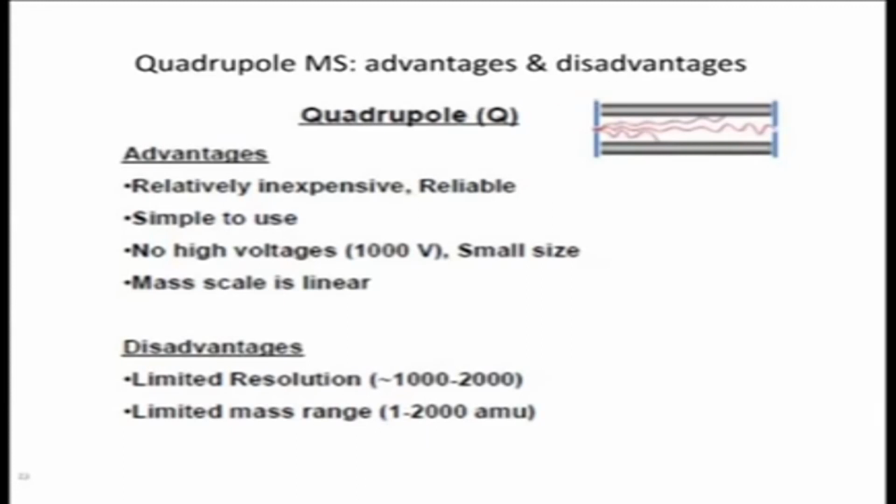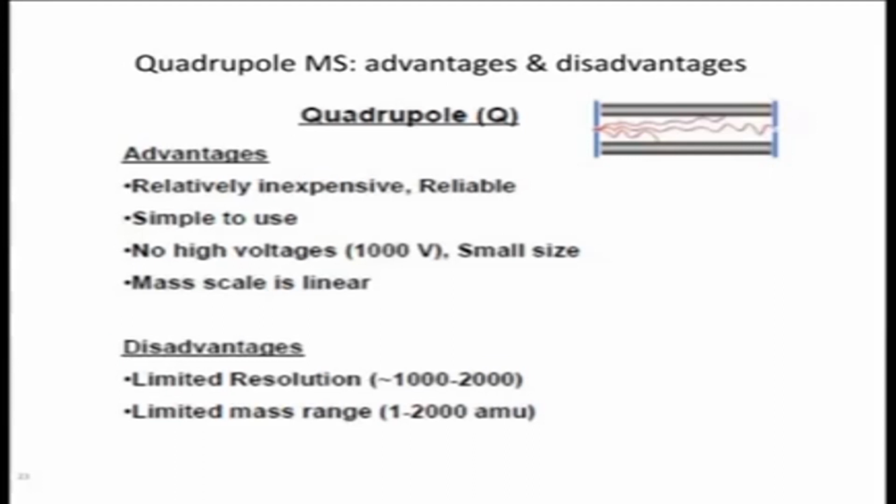What are the advantages? It is relatively inexpensive, reliable, simple to use, and no high voltage is required. The mass scale is linear, the resolution is limited to 1000 to 2000, and the mass range is limited to 2000 AMU. Generally, the quadrupole gives unit resolution. Suppose there are two compounds having molecular weights of 400.5 and 400.51. These cannot be distinguished, because it is a unit resolution mass spectrometer. That means it can differentiate between 400 and 401, but it cannot distinguish between 400.51 and 400.5.